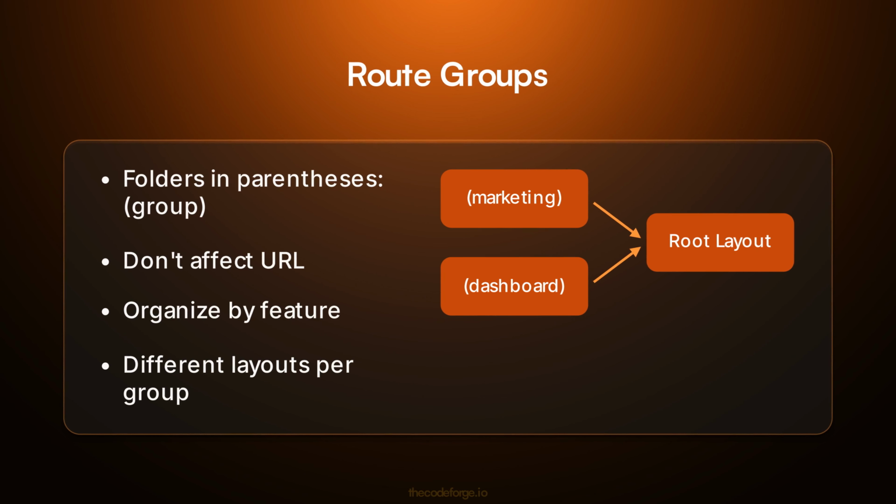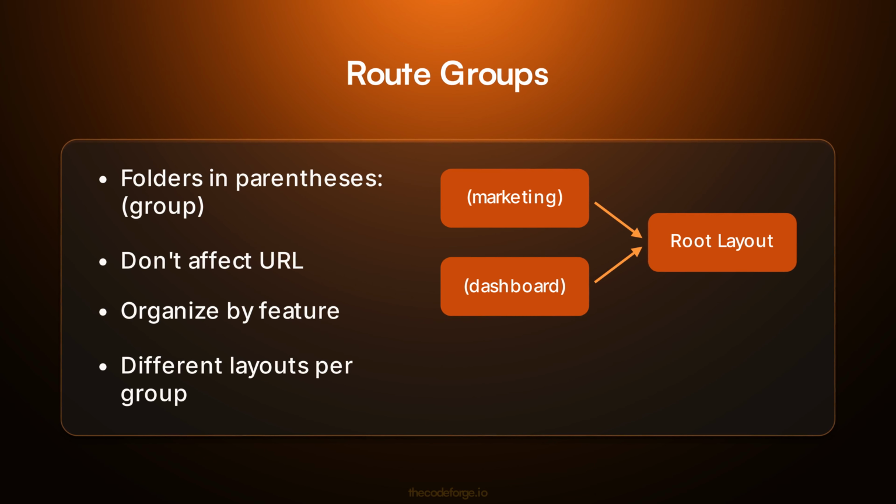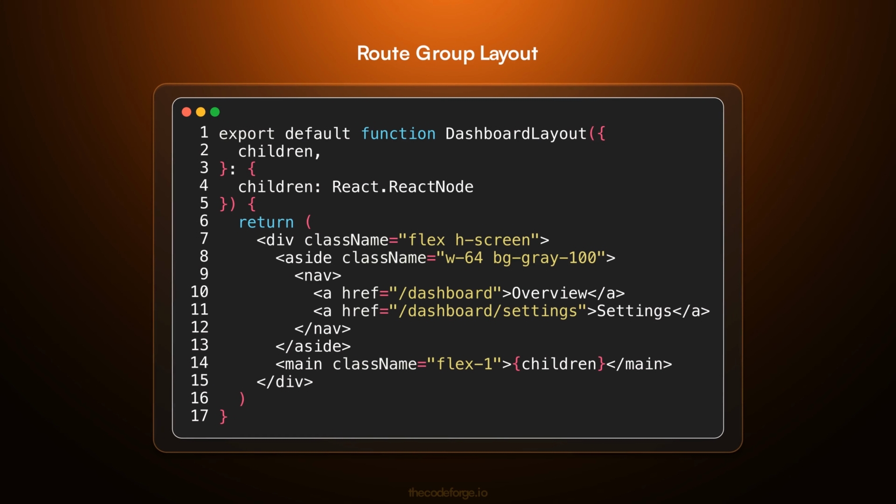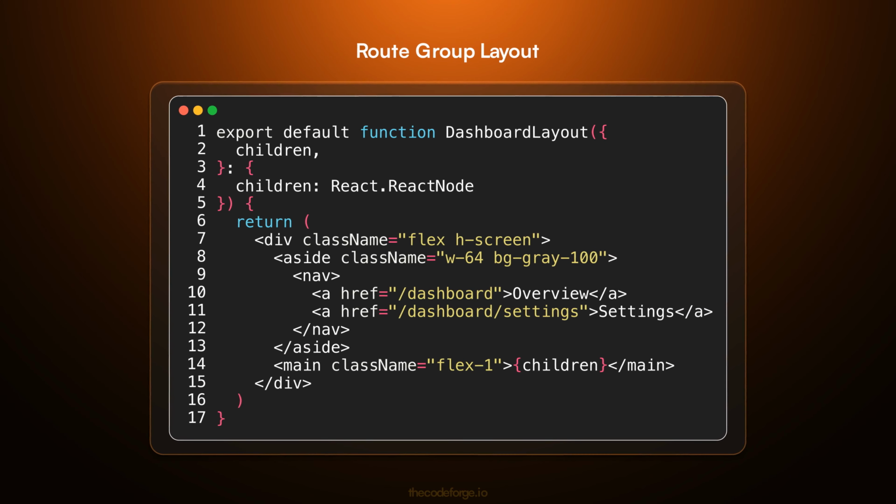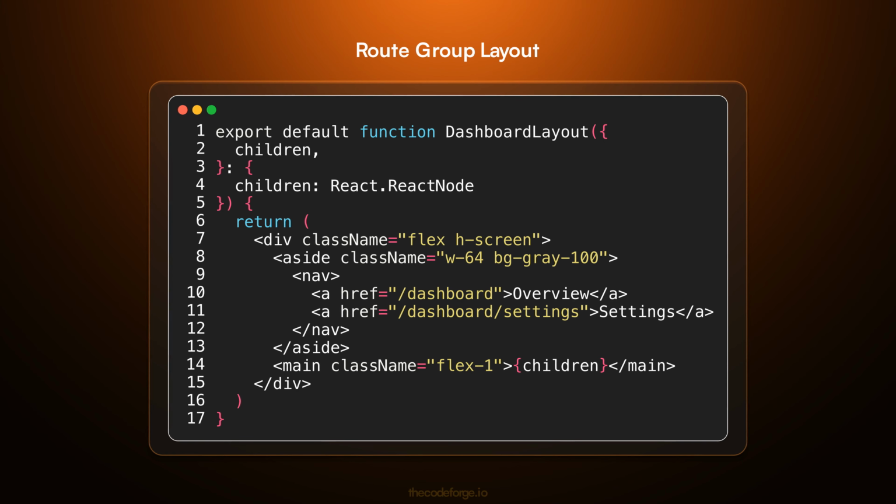Root groups let you organize routes without changing URLs. Use marketing for public pages and dashboard for authenticated pages, each with its own layout. This dashboard layout lives inside a dashboard root group. It provides a sidebar for all dashboard routes without affecting the URL.